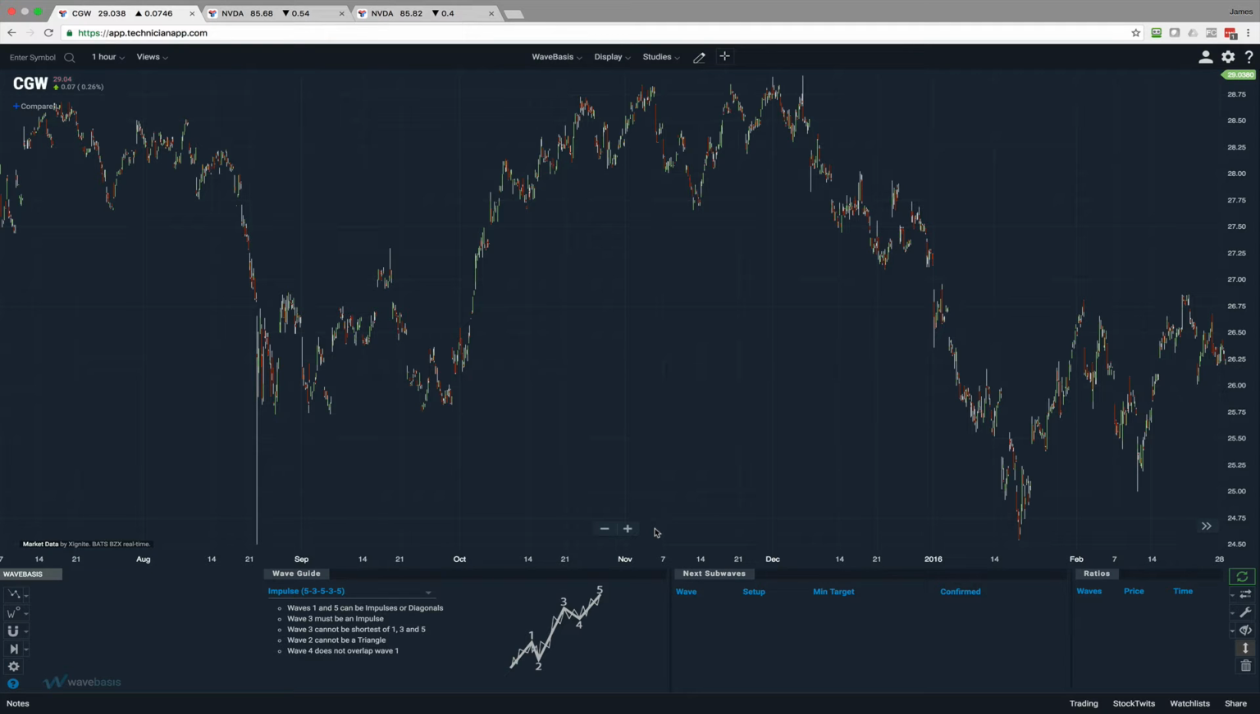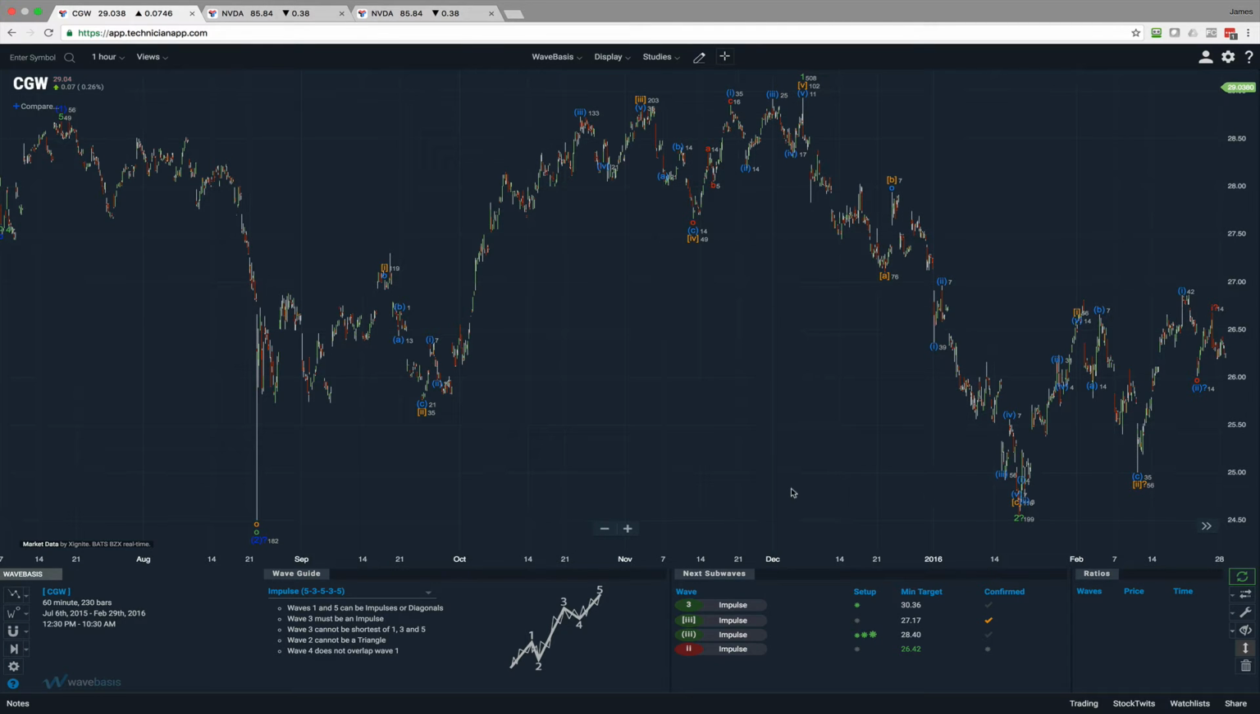Okay, so let's go ahead and run a count on CGW here and see what we get. So now that I've run my count, we've got all this information here in the next subwaves pane. And this is a whole new way to view Elliott waves, which makes it really easy to quickly assess your market context and focus in on particular high-reward trade opportunities.